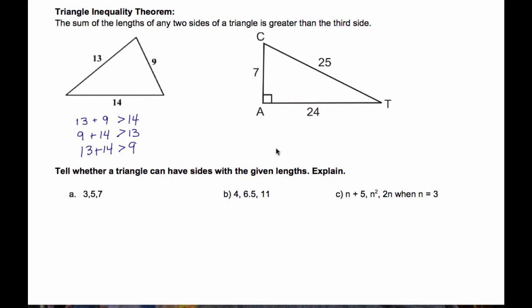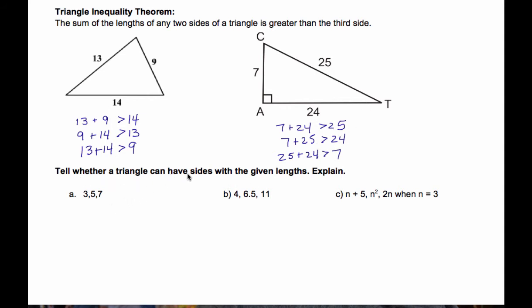What about this right triangle? 7 plus 24 is greater than 25. That's 31, bigger than 25. Yeah, that's true. 7 plus 25 is bigger than 24. That's also true. And obviously 25 plus 24 is bigger than 7. That's just helping us compare the side lengths in these triangles and giving us an idea of what's bigger than what. So this is just a general rule.